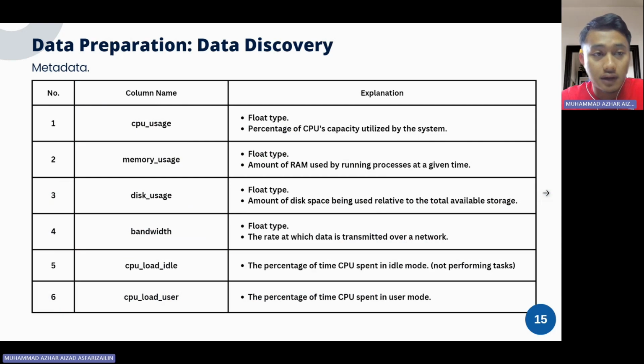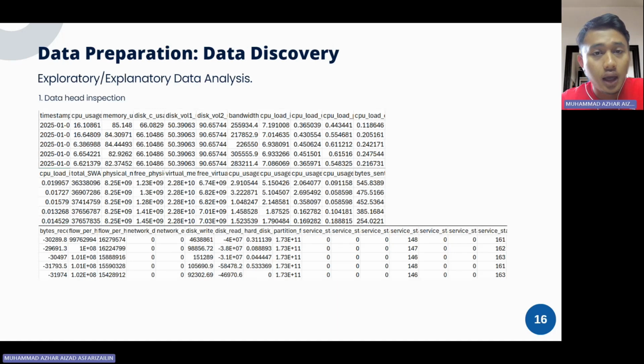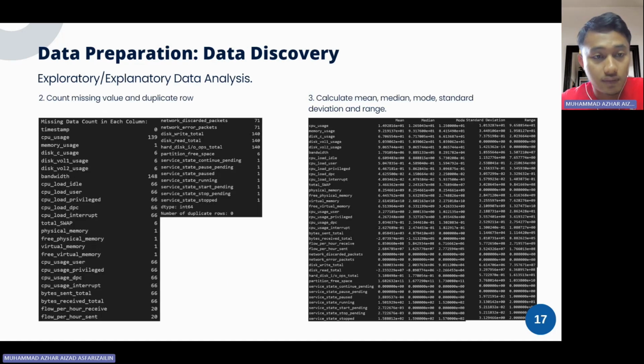And this is the data discovery part. I did some metadata inspection, with an explanation for each column. Each of these columns has the data type float and has its own function, which is very useful for visualization. For data discovery, I also did some data head inspection and counted missing values and duplicate rows because it is important. As you can see, there are not many, only about 148 at the maximum for missing data.